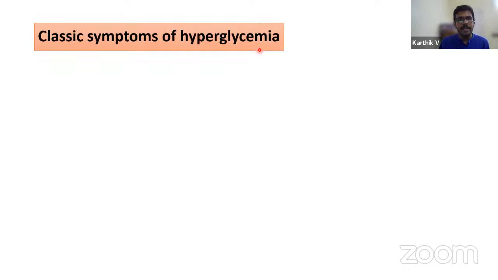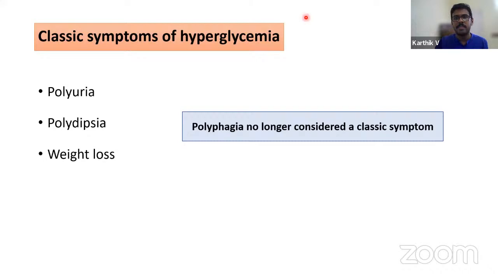So what are the classic symptoms of hyperglycemia? Recently, there has been some controversy with regards to that. Previously, we described 3 P's, the polyuria, the polydipsia, and polyphagia as the classic symptoms of hyperglycemia. Now, the ADA recognizes polyuria, polydipsia, and weight loss as the classic symptoms of hyperglycemia, and polyphagia is no longer considered a classic symptom of hyperglycemia. That is also one point that you need to take note of.